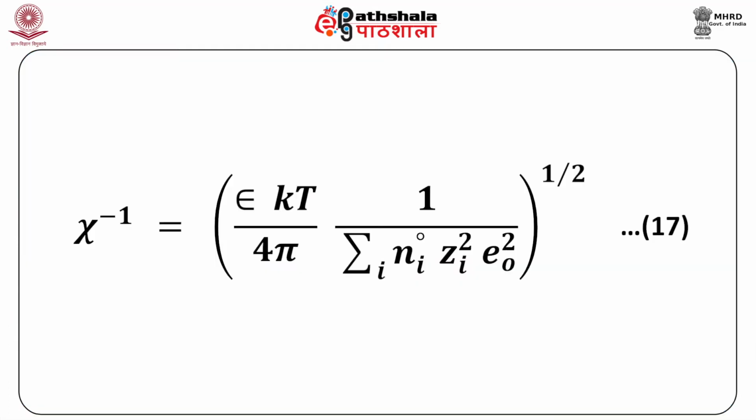Mathematically, χ inverse equals (εkT divided by 4π summation over i Ni0 Zi² e0²) to the power 1/2. This is our equation 17. Therefore, on increasing the concentration of electrolyte, the mean thickness of the ionic cloud χ inverse decreases, whereas at low concentration, the radius of the ionic cloud is 100 times the radius of the ion.